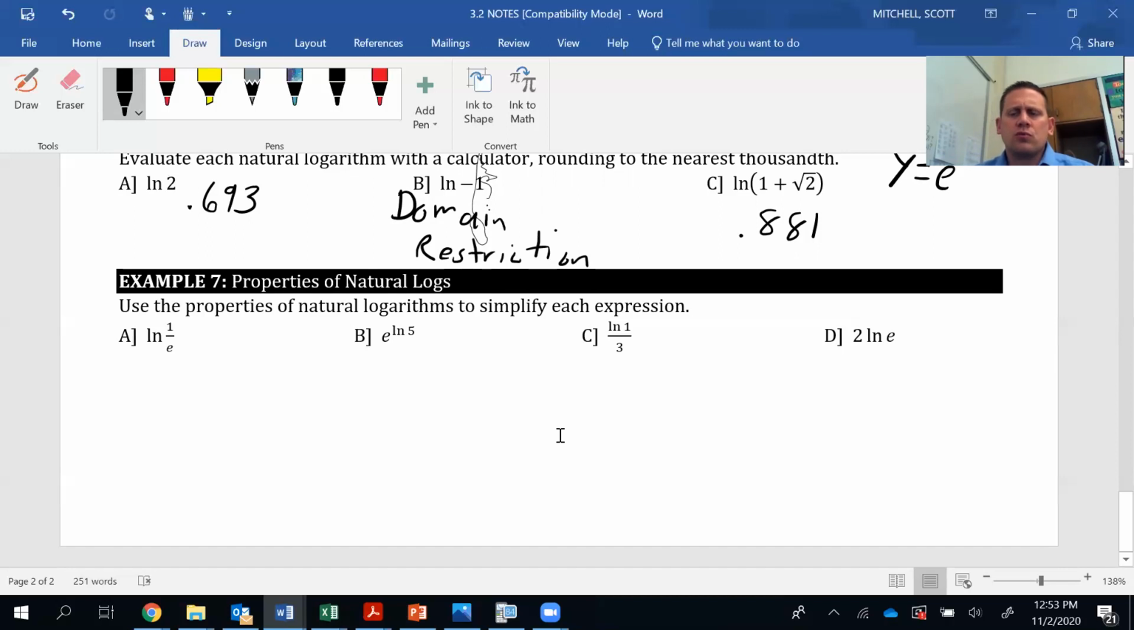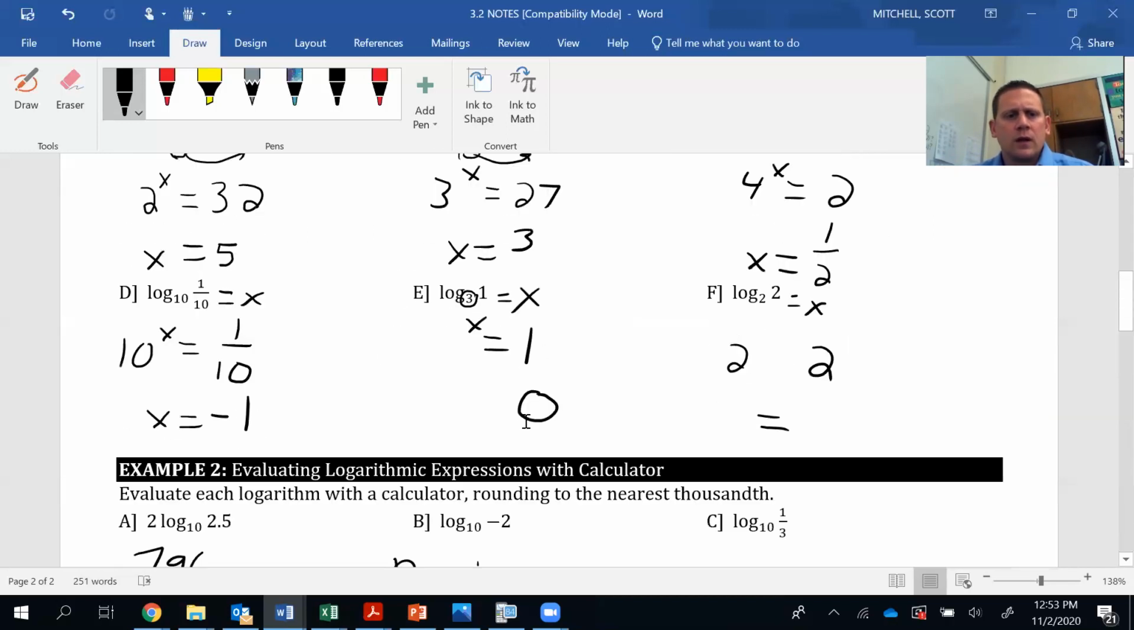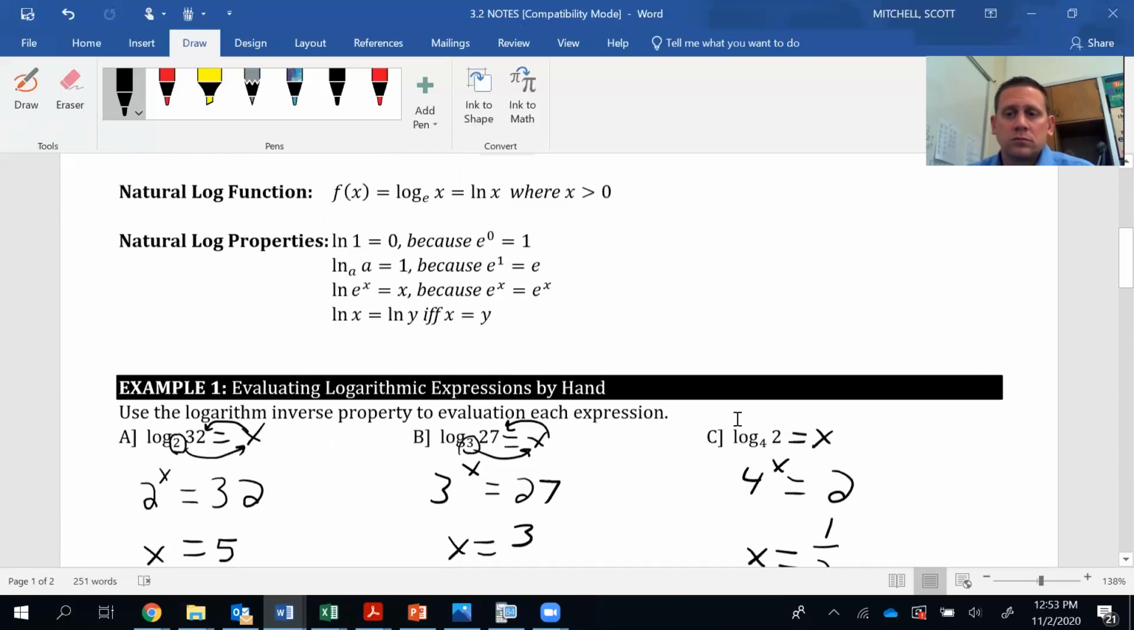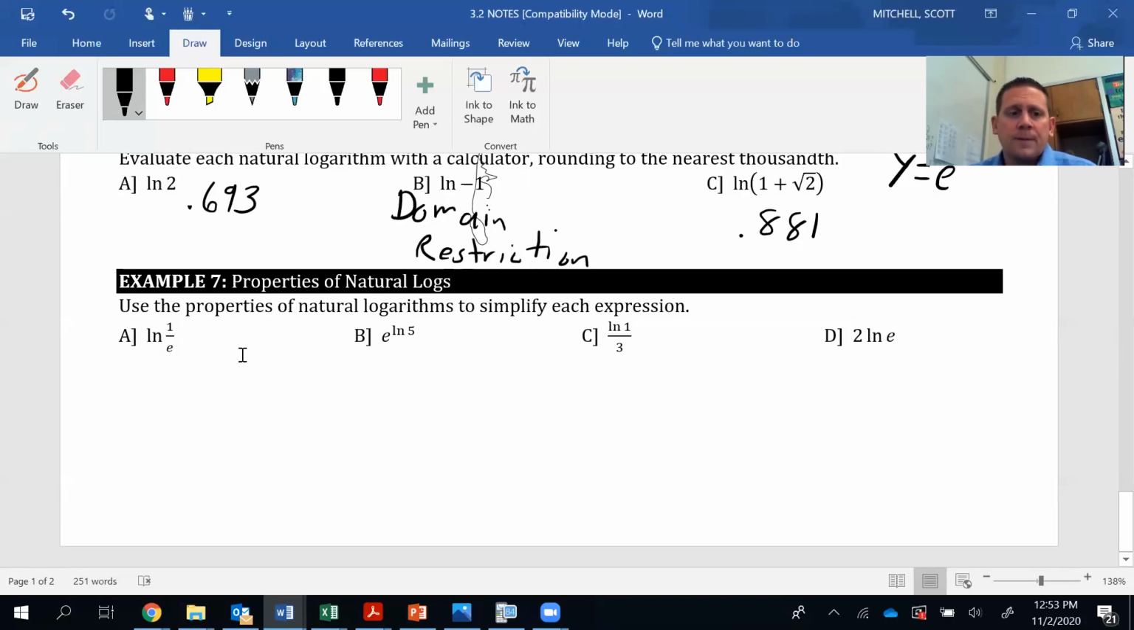They're very similar to any other log property, but again, we can scroll up, take a look at some of our properties. Natural log properties: the natural log of 1 equals 0, the natural log base a of a equals 1, the natural log of e to the x is x, and the natural log of x equals the natural log of y if x and y are equal. Okay, those are all properties that we can use. If you know the properties, you can skip some steps.